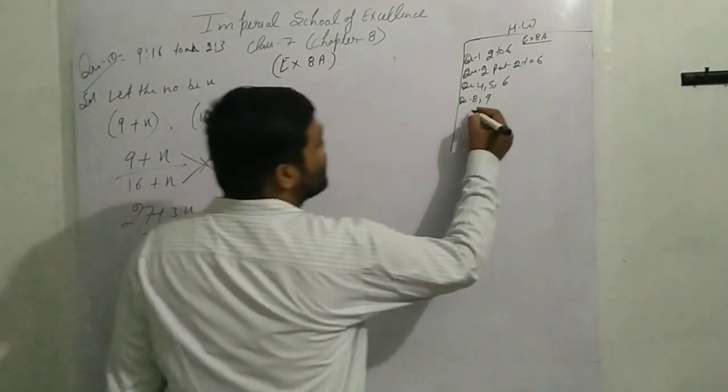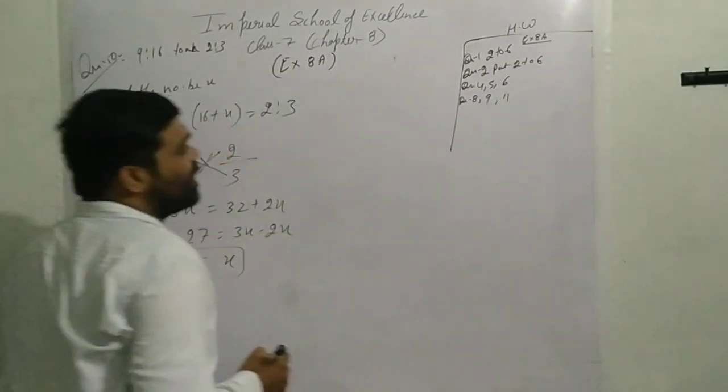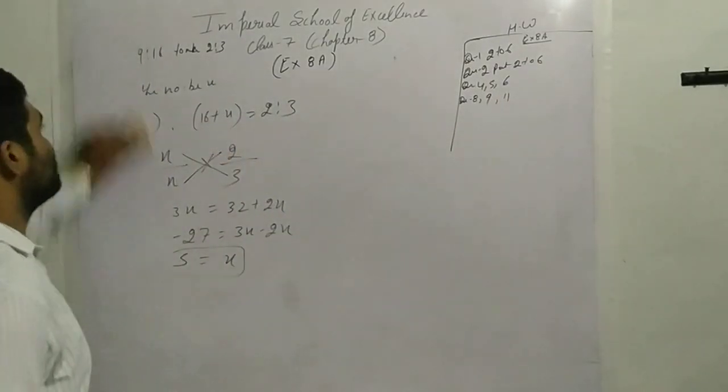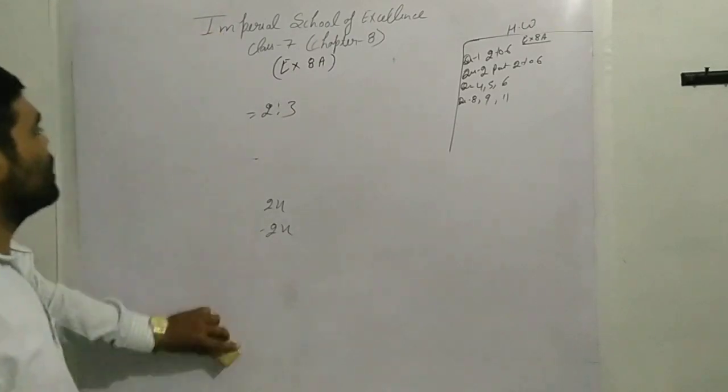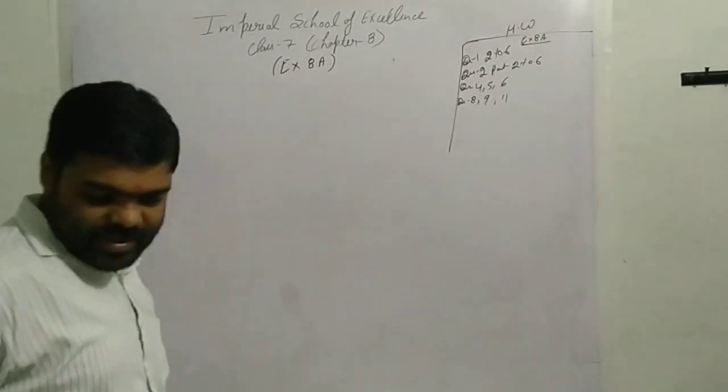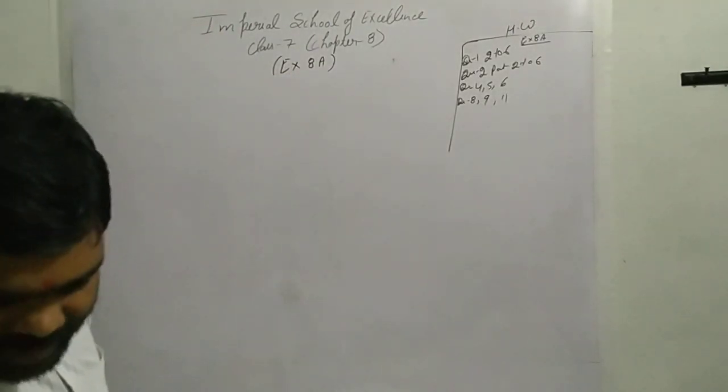Now you have to do question number 11. Okay, question number 11 is the same. Question 10 I have explained to you. Now see question number 12. Question number 12 in this exercise is: two numbers are in ratio.